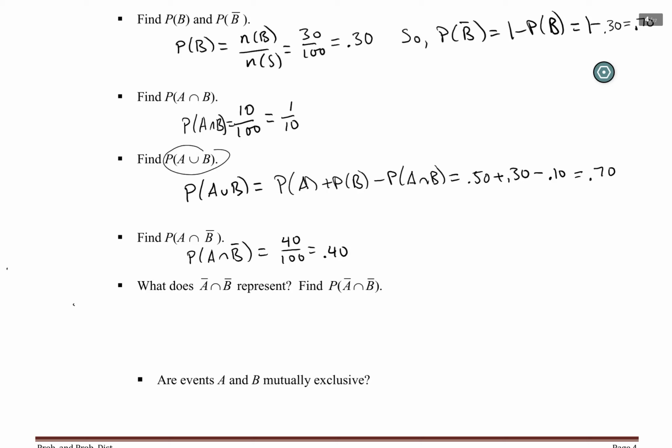Okay, hello. This is a continuation of probability rules, probability laws. We had some microphone issues in the last video, and I think we were at this part right here. What does A complement intersect B complement represent?